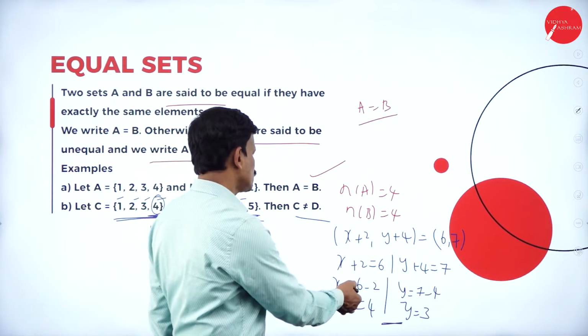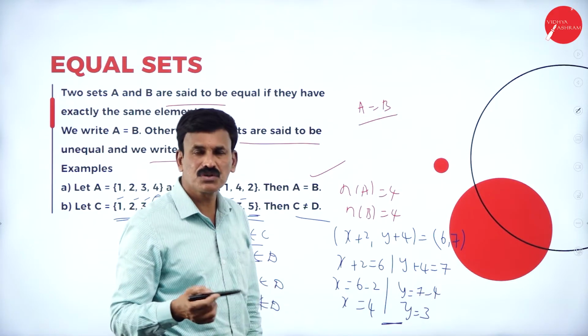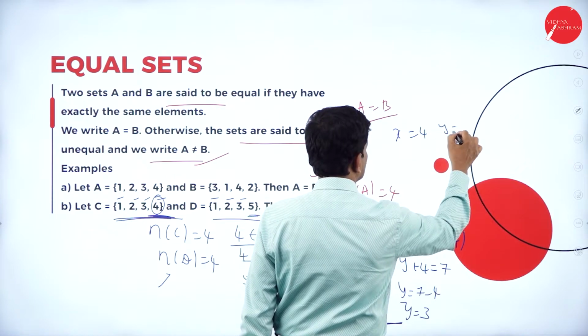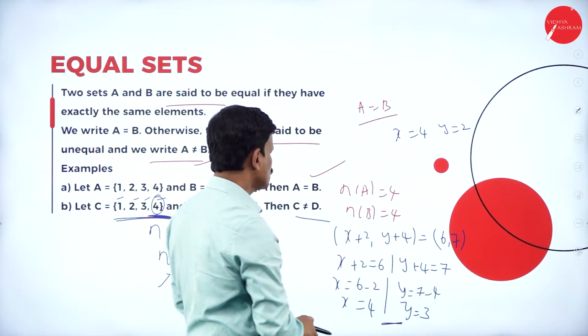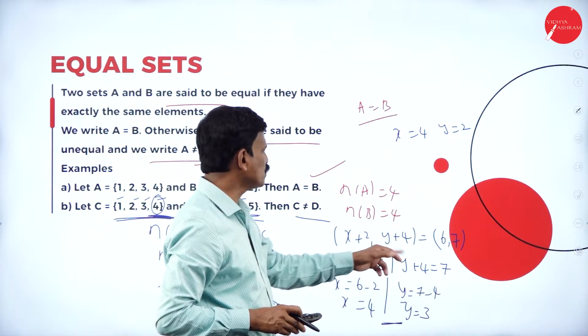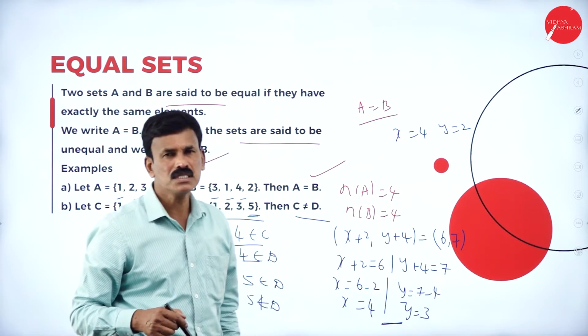If you add 4 plus 3, what will you get? So therefore the value of x is equal to 4 and y is equal to 3. So if you substitute x is equal to 4 here, 4 plus 2 is 6. If you put y is equal to 3, 3 plus 4 is equal to 7. So that is regarding equality of sets.